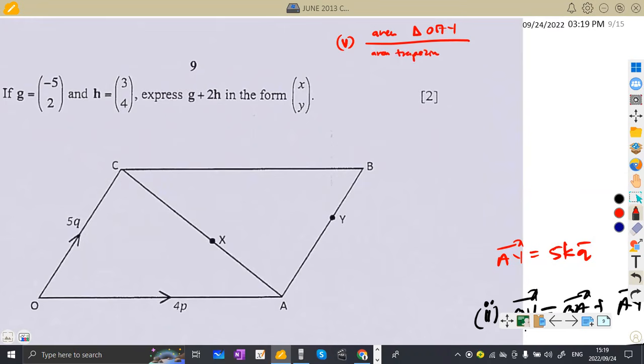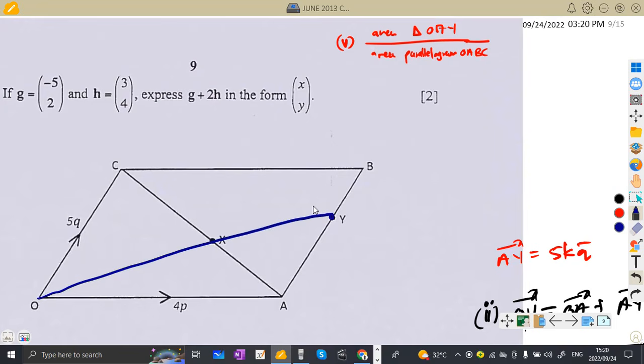Is it a trapezium or a parallelogram? No, a parallelogram. So this is a parallelogram, area of a parallelogram OABC. Okay, so that was the question: the area of the triangle OAY. Guys, I want you to understand this part. This is your triangle here, O to A to Y.